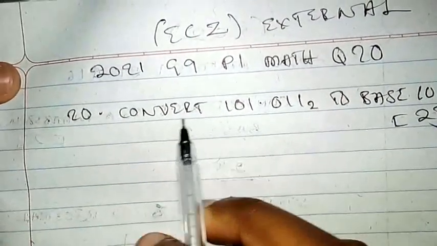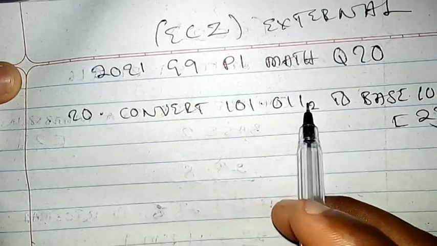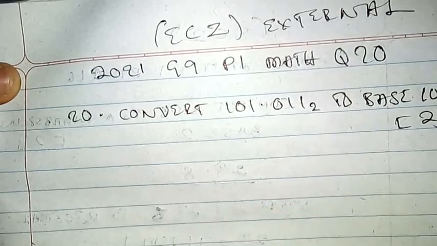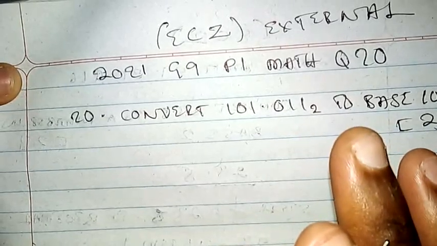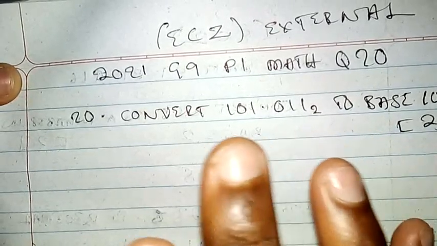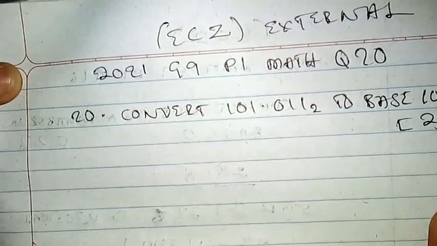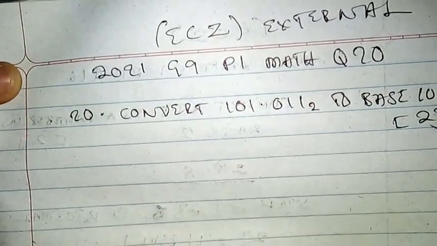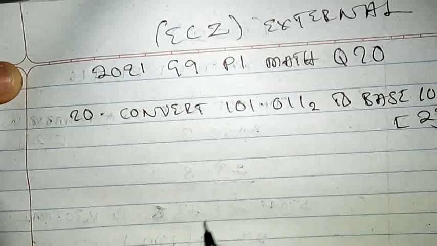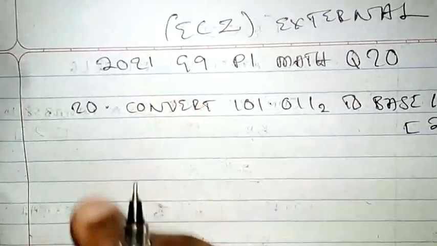Okay, we need to convert 101.011 base 2 to base 10. So this is the first question in these videos that I've been covering that is asking us to convert a number to base 10. So this will be a very interesting lesson. Hopefully you enjoy it. Having said all that, let us begin with the answering of the question.